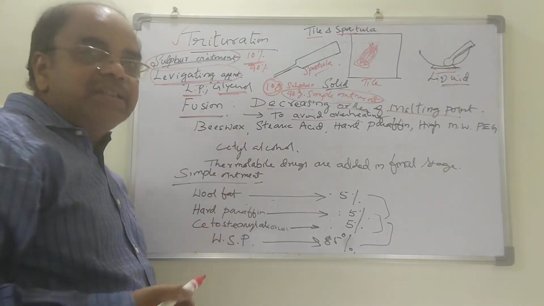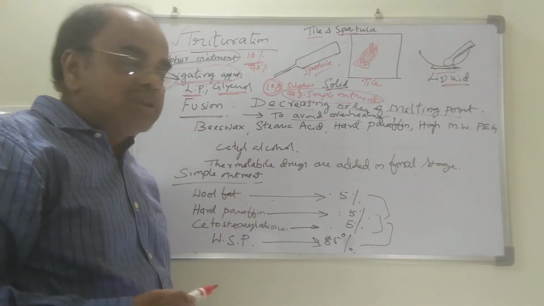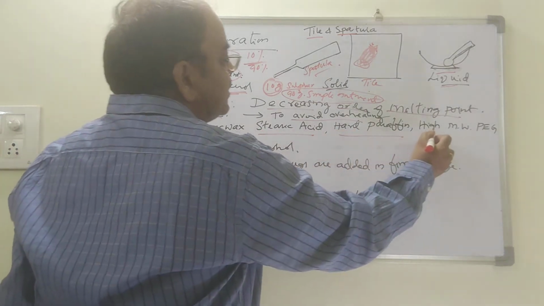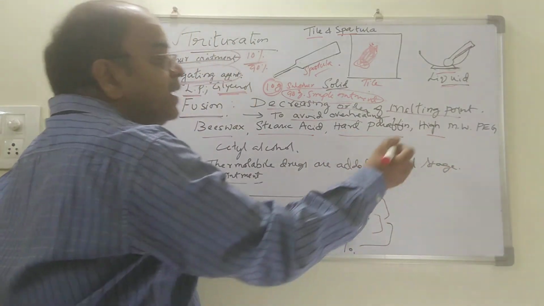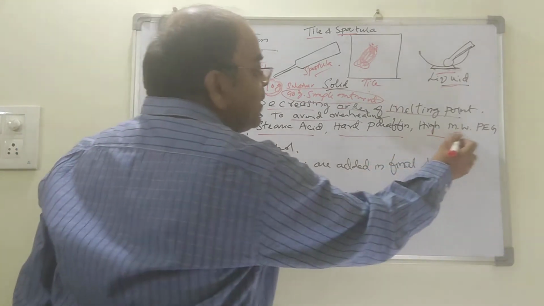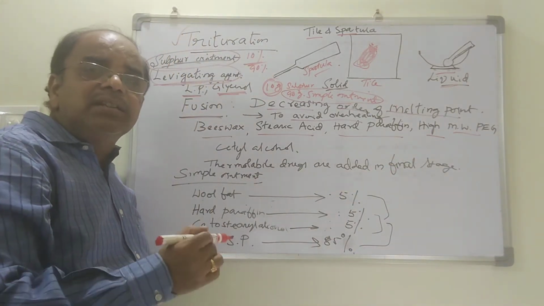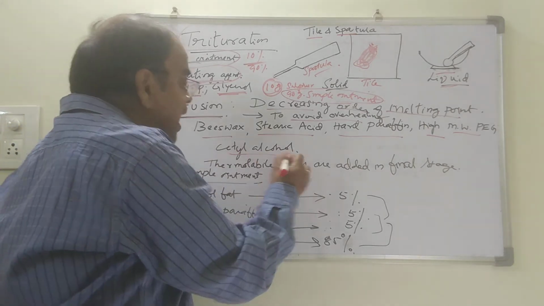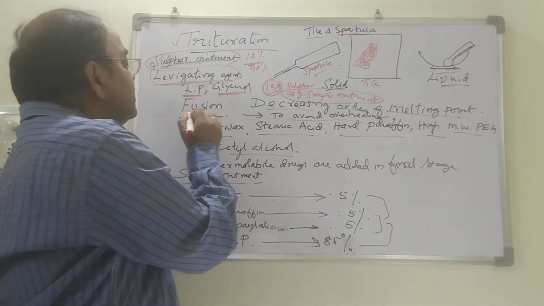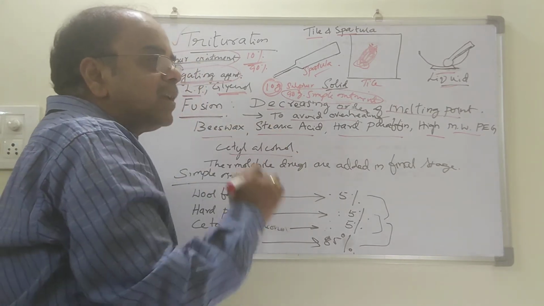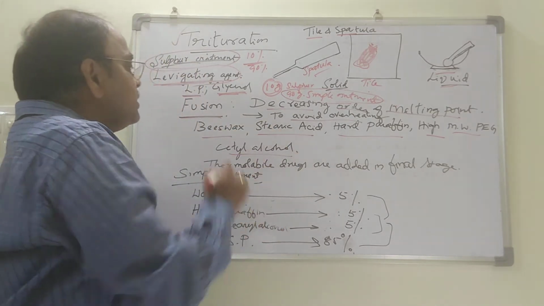What are the substances generally we use in the fusion technique? Beeswax, stearic acid, hard paraffin, high molecular weight PEGs. High molecular weight means it is in the form of solid. PEG 2000, PEG 4000 are all in the solid form. And cetyl alcohol. These are all examples of the bases used in the preparation of ointment by using the fusion technique.